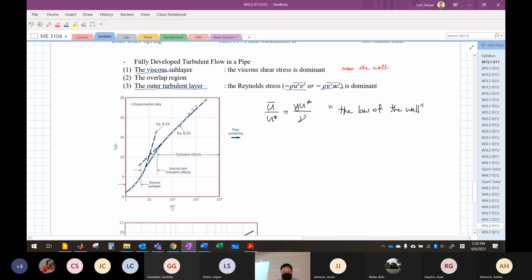But here, let's take a look. There's a U star, then nu is what you know. The U bar is, of course, the velocity of the flow. And the y is the distance from the wall. So let's just define it. y is the distance from the wall, which is R minus r.